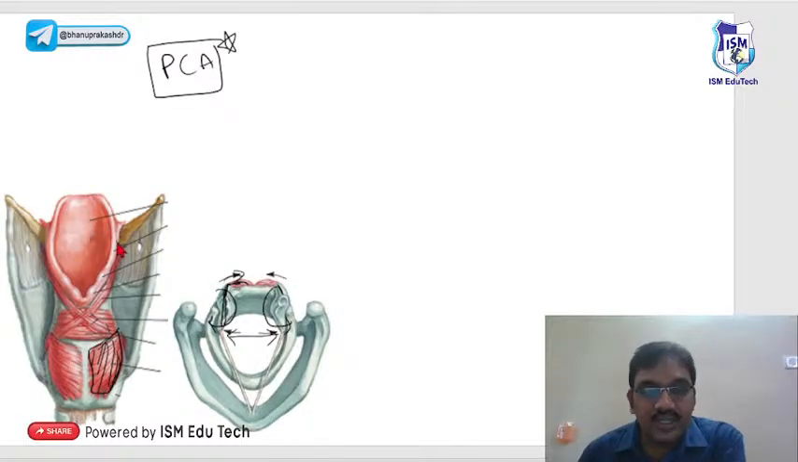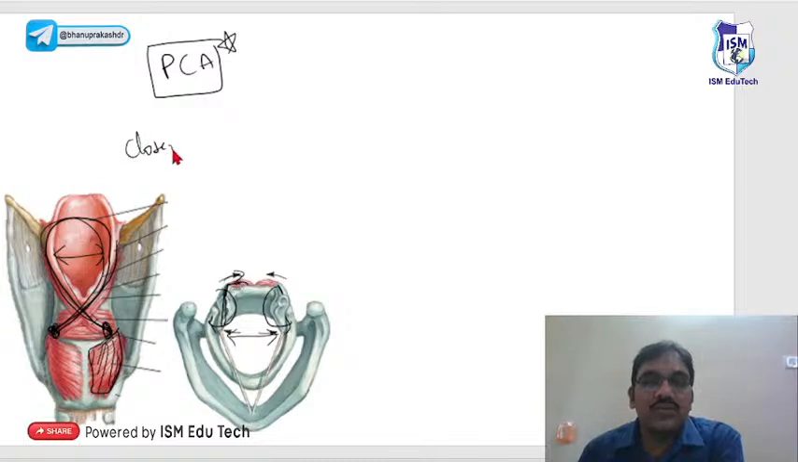Thyroepiglottis muscle will be there. See, this muscle is coming like this. On contraction, these will close. These are interarytenoids. From this arytenoid to this arytenoid, the fibers will go and come like this. Once these fibers contract, the inlet will come closer.